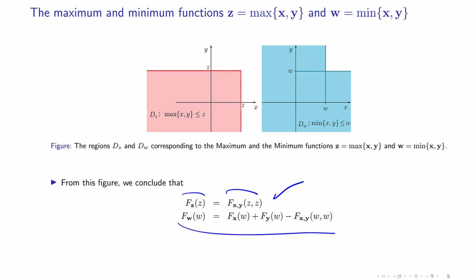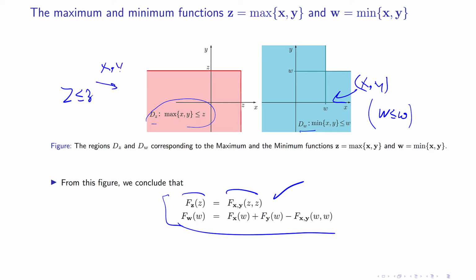So you could argue that the red area is D_Z, and this blue area is D_W. If you want W to be smaller than these, that means your pair of random variables X and Y should be inside the blue area. And if you want Z to be smaller than or equal to z, that means the pair X and Y should be inside this red area, which leads to this probability, and this one leads to this probability.